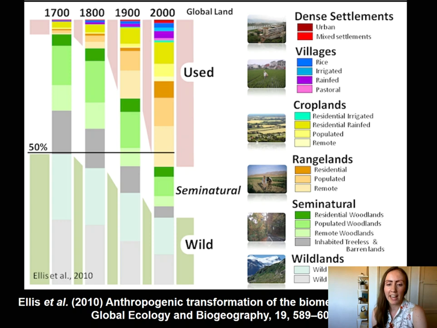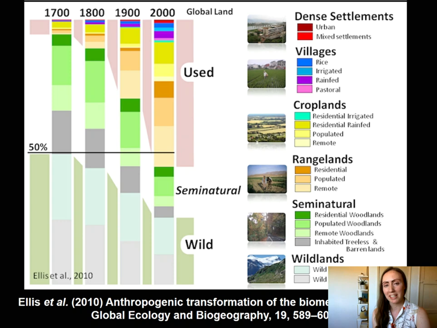Now, back in 2010, an important study was published which mapped the anthropogenic or human transformation of the terrestrial world from between 1700 to 2000. Now, the main finding was that between these two time periods, the terrestrial biosphere made the critical transition from being mostly wild to mostly anthropogenic. You can see the shift in colour.